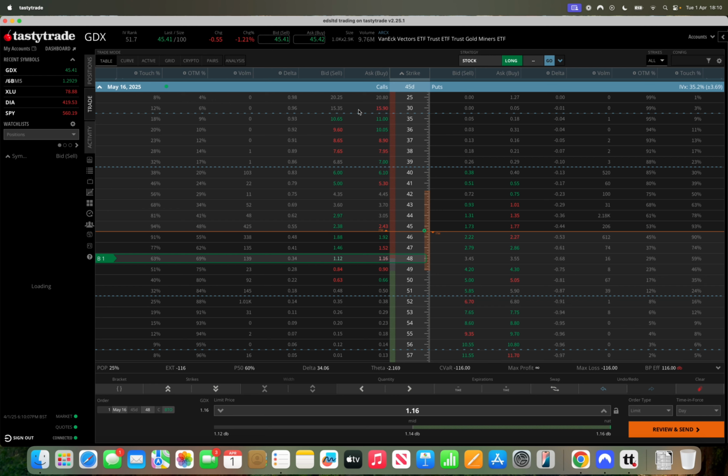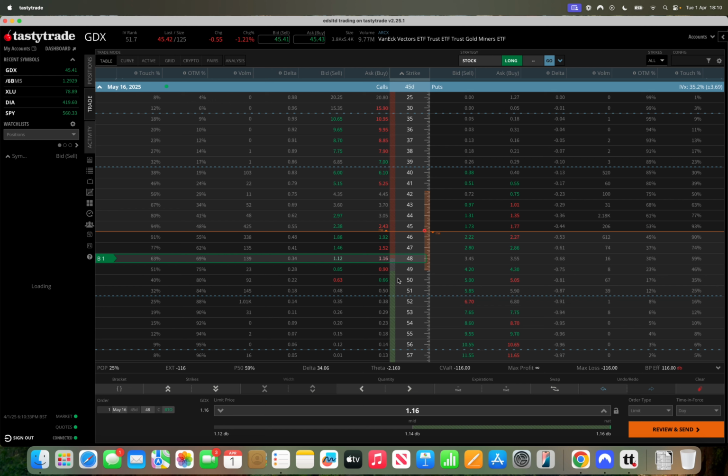If price goes lower, you lose. If price stays where it is, you lose. If price goes higher, but not higher than 49.16, you lose. Only when it goes past 49.16, you start to make money. And so there's only really one win condition here, and that's shown by our POP in the bottom left, which is 25%. So you've got a 25% chance of making money. POP means probability of profit.